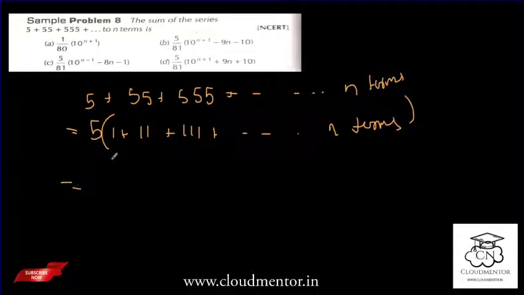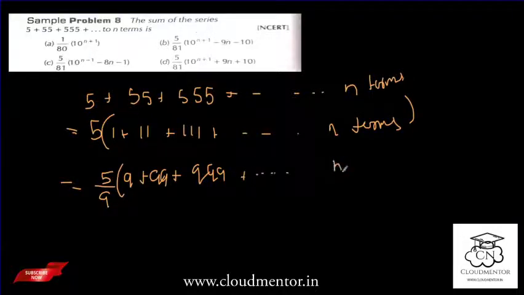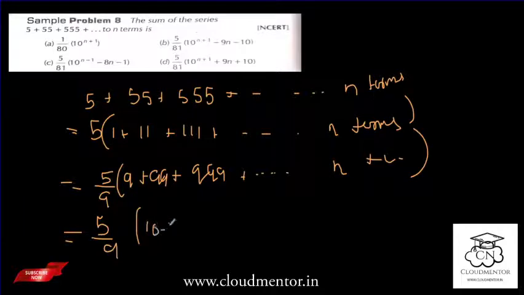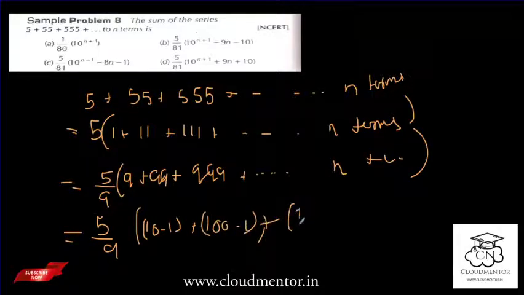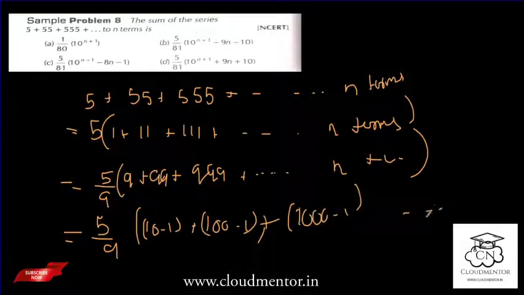And one more thing I am doing is multiplying the numerator and denominator by 9. By multiplying, we get 9 times 1 that is 9, 9 times 11 that is 99, and like that, divided by 9, which we take as common, and we get 5 by 9 of (9 plus 99 plus 999). Such type of questions we can always solve using this strategy, up to n terms. And we can now apply another thing: 5 by 9 of 9 can be written as 10 minus 1, 99 can be written as 100 minus 1, and like that, plus 1000 minus 1, up to n terms.